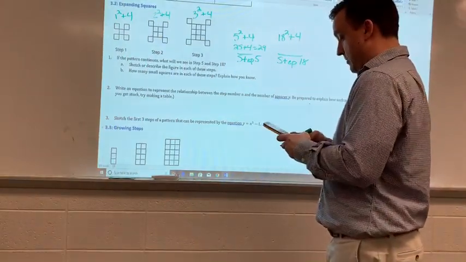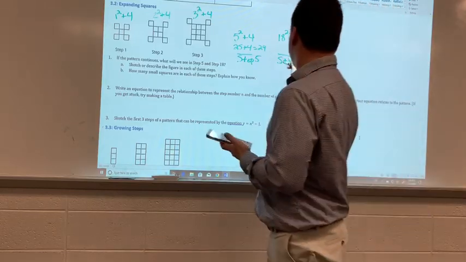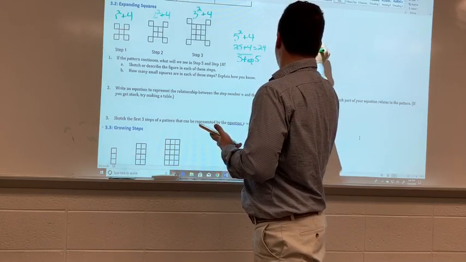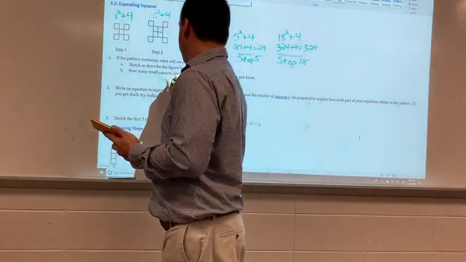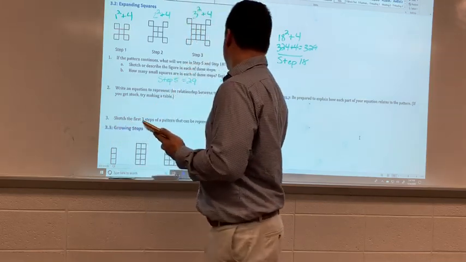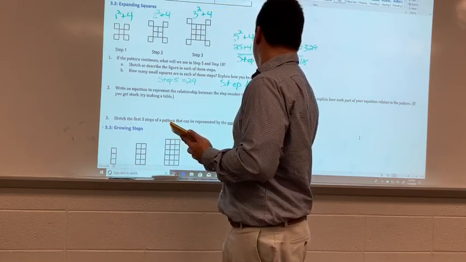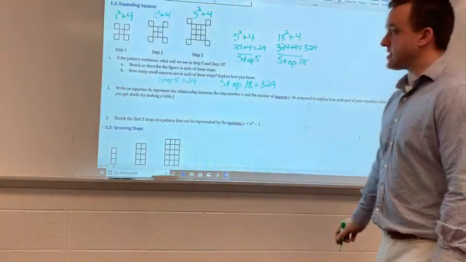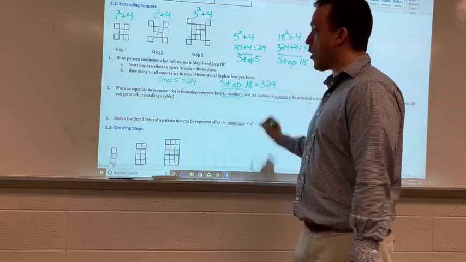Using my calculator, 18 squared gives me 324 plus 4, which is 328. So we see here in this part, step 5 has 29 squares, and step 18 has 328 squares. Now, if we had to write an equation to represent the relationship between the step number n and the number of squares y.